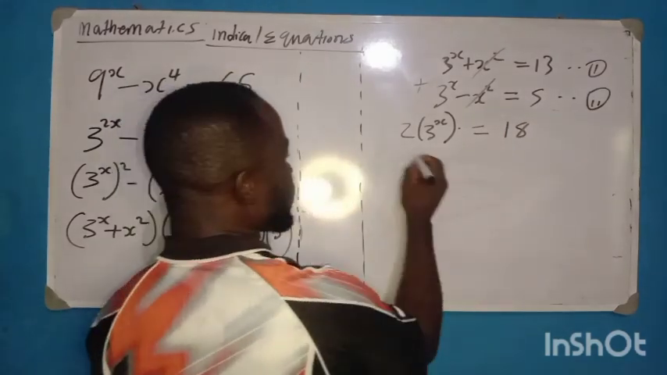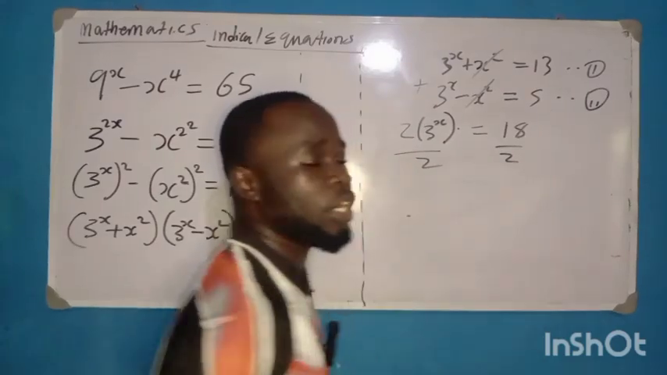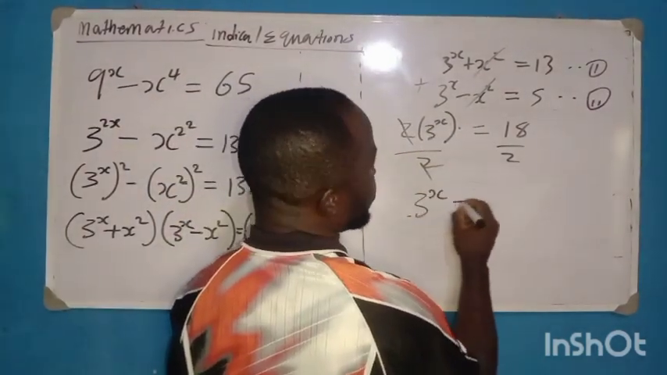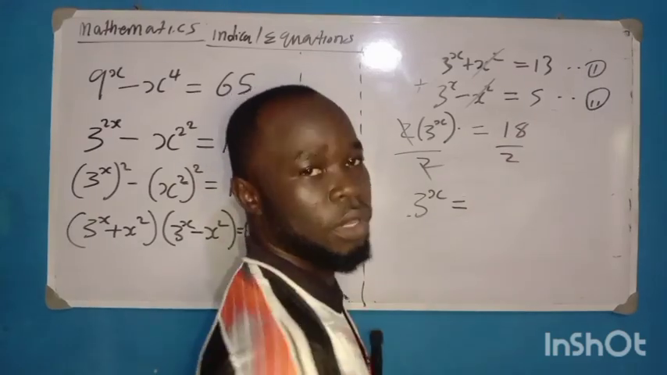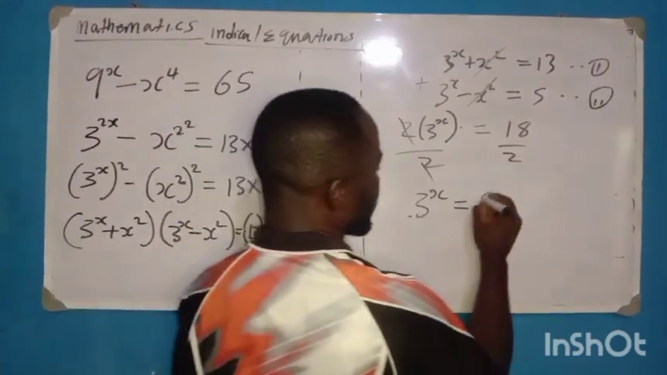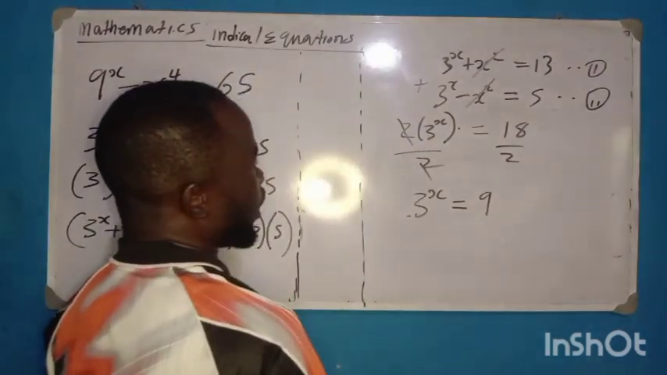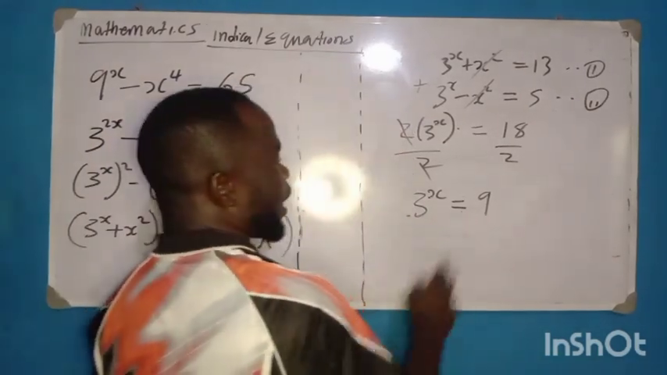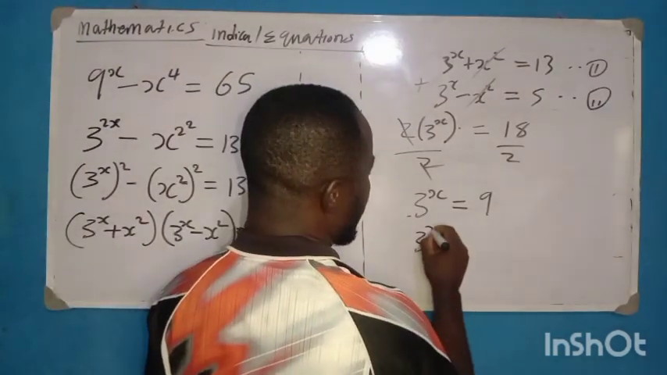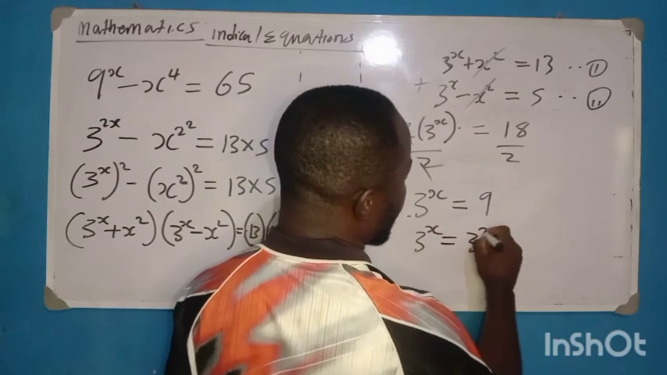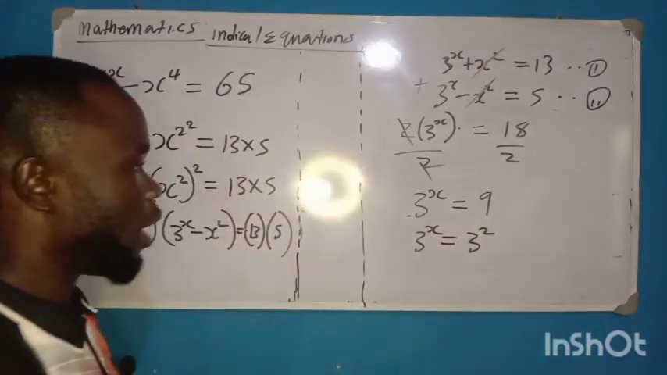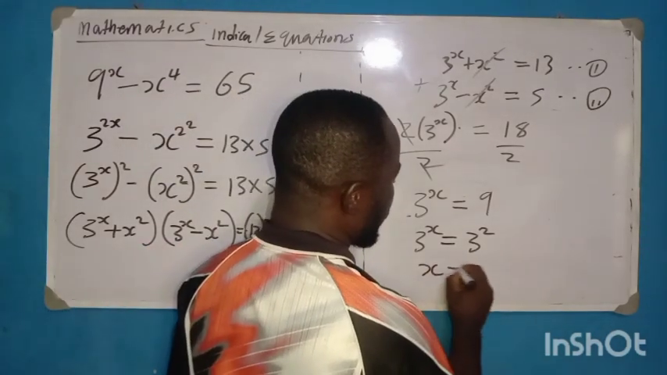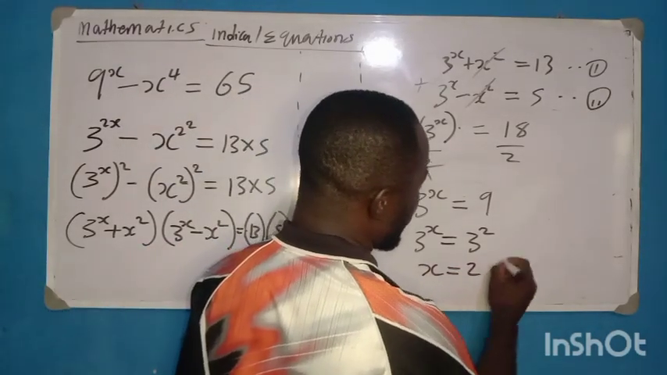Then we can divide both sides by 2. When you divide both sides by 2, 2 will cancel 2, and you are left with 3 to the power of x equals 18 divided by 2. That's going to give us 9, right? Okay, so from here, what are we going to do? You know that we can write 9 as 3 squared, that is 3 to the power of 2. It's very obvious that the bases are the same, so x is equal to 2, you equate the powers.